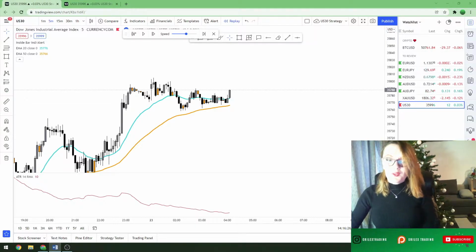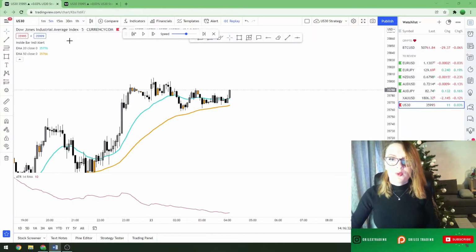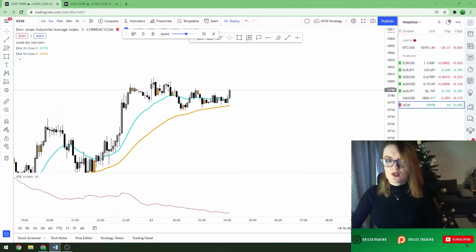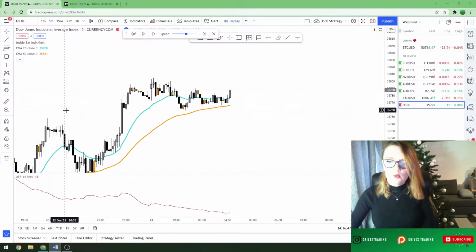Okay, now let me show you the setup for this strategy and then I will give you some examples. First of all, we are going to use only the 5-minute chart. As indicators, we will need the average true range, which measures the volatility, taking into consideration any gaps in the price movement. And also we will need two EMAs, the 20 EMA and the 50 EMA.